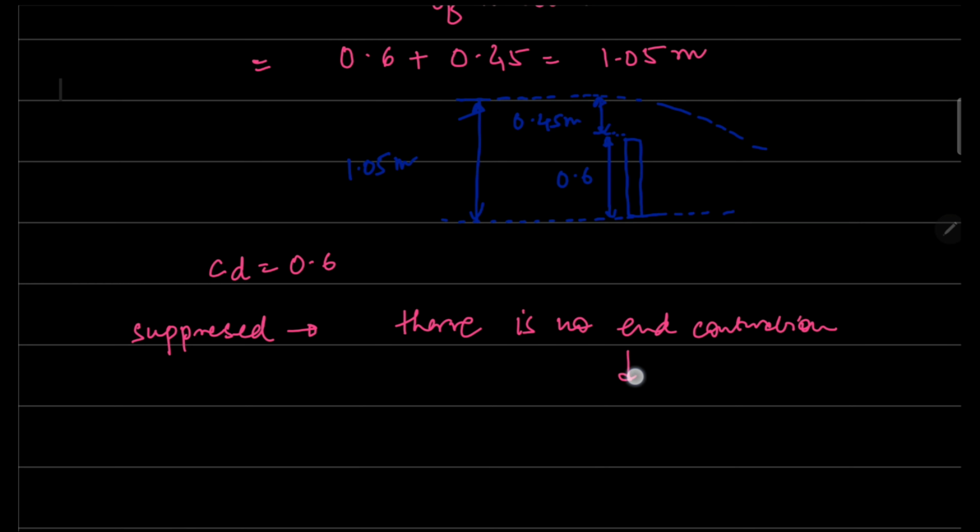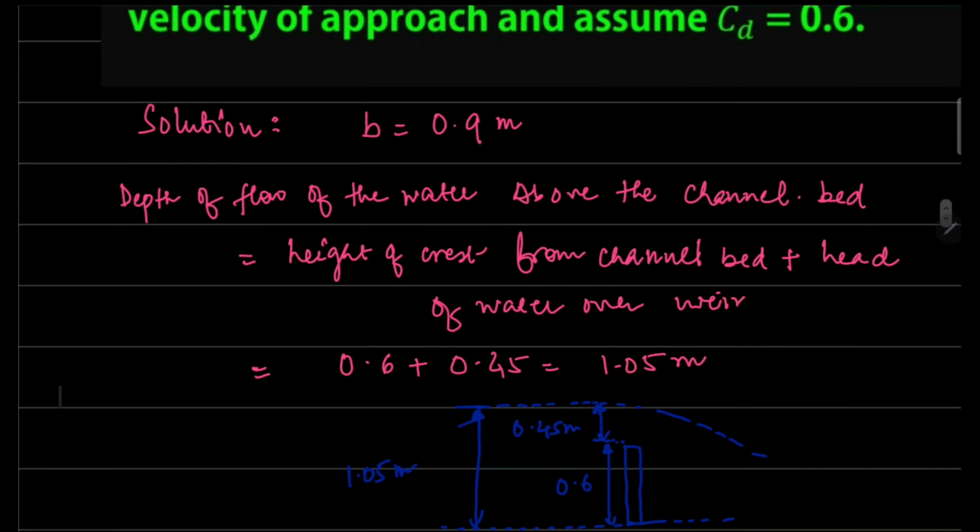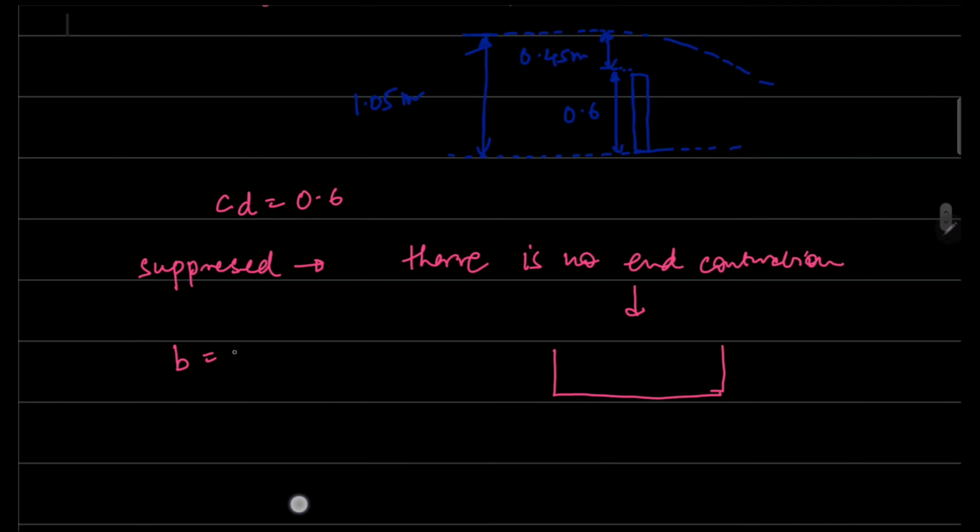So in such cases, whatever the width of the channel is, that will be equal to the width of the weir. So we can say that the width of the channel that is given to us, b, we have already done, b is equal to 0.9 meter. And that will also be the width of our weir, because this is a suppressed weir.